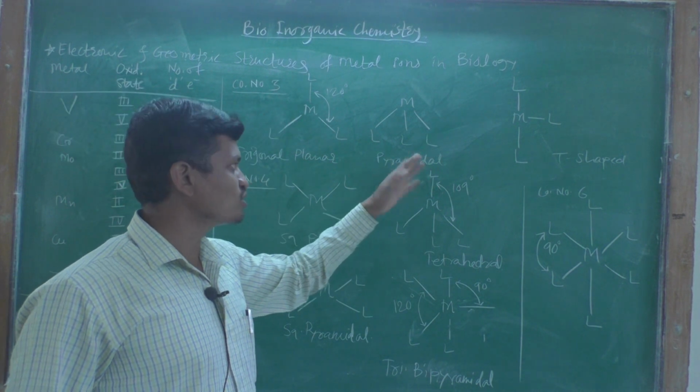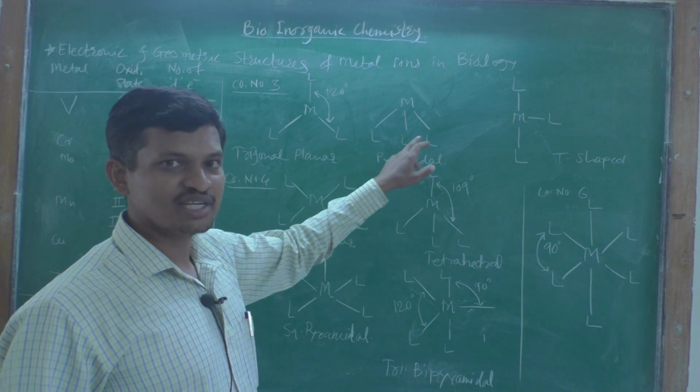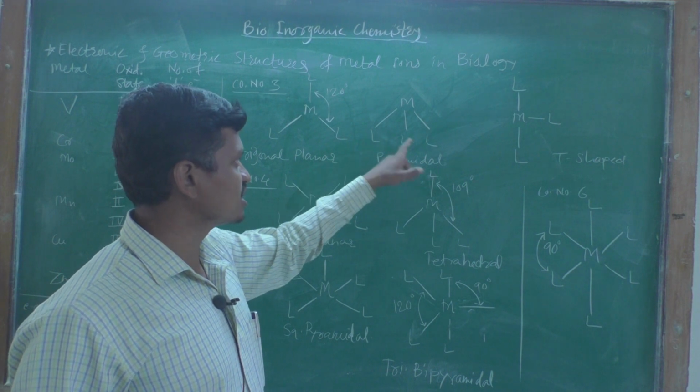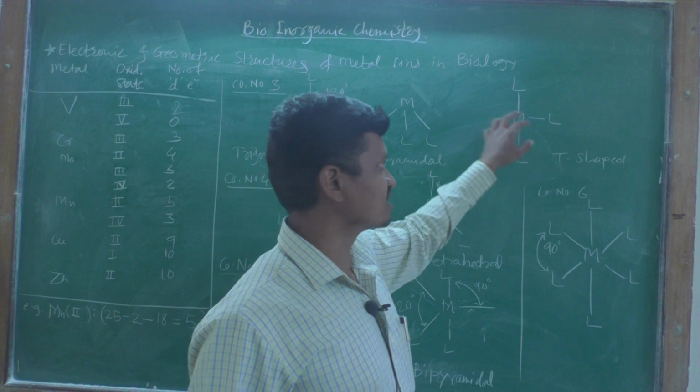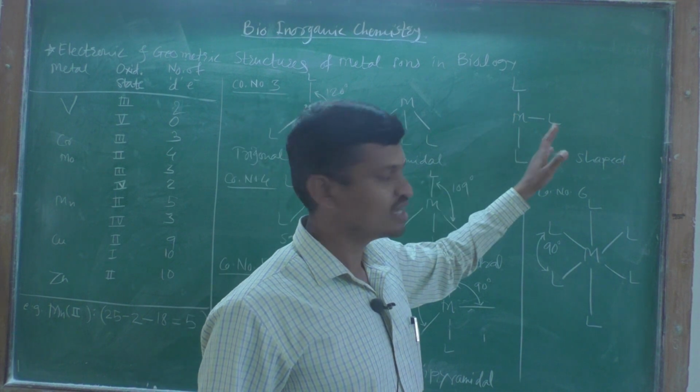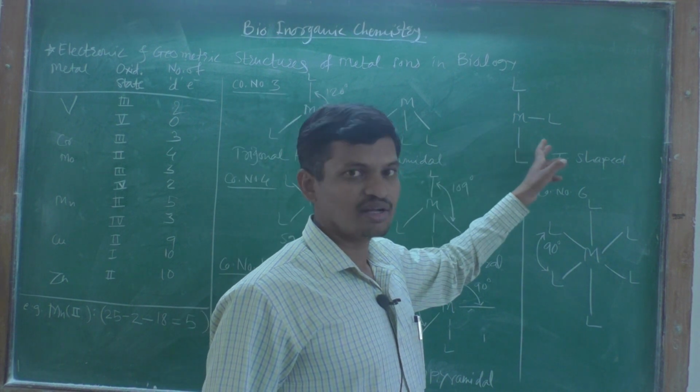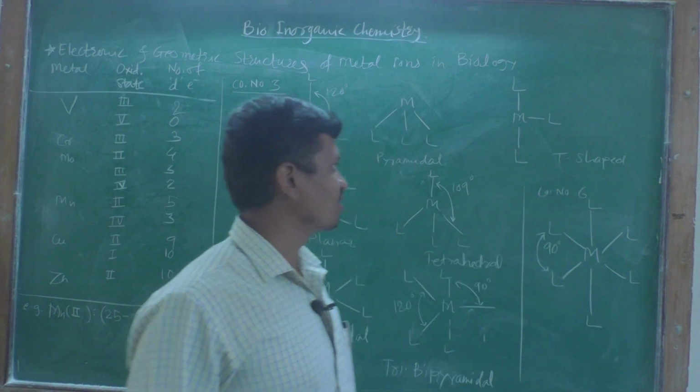Another possible structure is pyramidal, just like ammonia. And the last one is the T-shaped structure, where the bond angle is around 90 degrees.